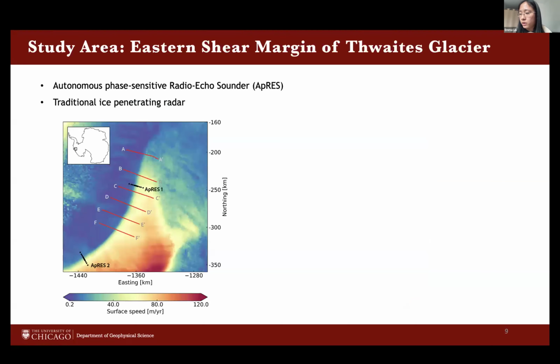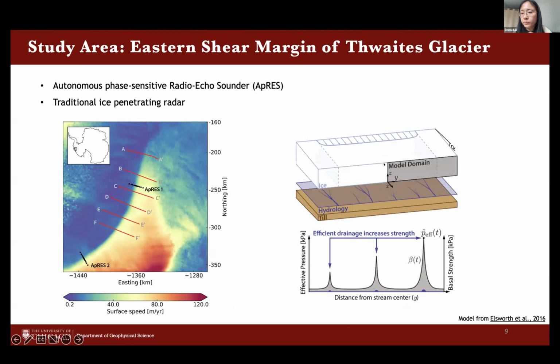So we apply this model to the eastern shear margin of Thwaites. This is again our study area. Our model setup is 2D, so the model domain is oriented across the shear margin and along the depths. So the ice is flowing out of our model domain. And we compare the model results to two types of observations: AP-res measurements and fabric estimates derived from traditional ice penetrating radar.